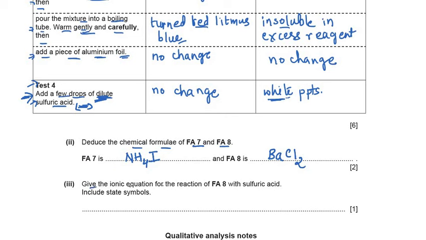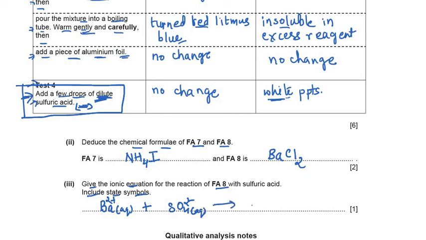It says give the ionic equation for the reaction of Fa8 with sulfuric acid. Now we are talking about this test. As I just said, barium sulfate precipitate is produced. So the ionic equation says barium ions. Now it says to include the state symbols. So the barium ions were taken in the aqueous form, so we write barium ions, aqueous. It reacts with the sulfate ions of the sulfuric acid, so SO4 2- in the aqueous form. It is going to produce barium sulfate which is precipitated, so write solid. So this is how you're going to write the ionic equation.